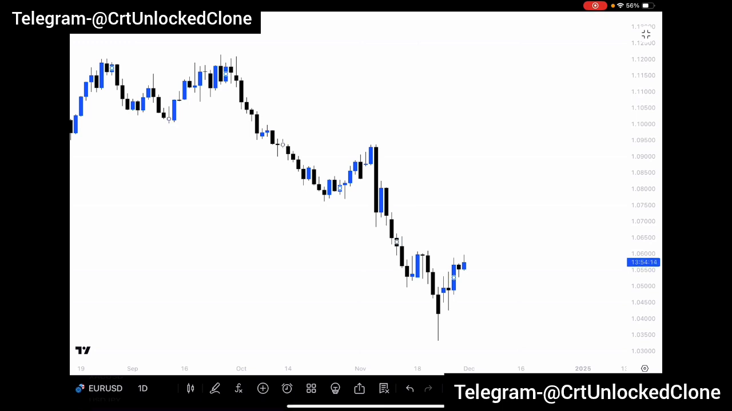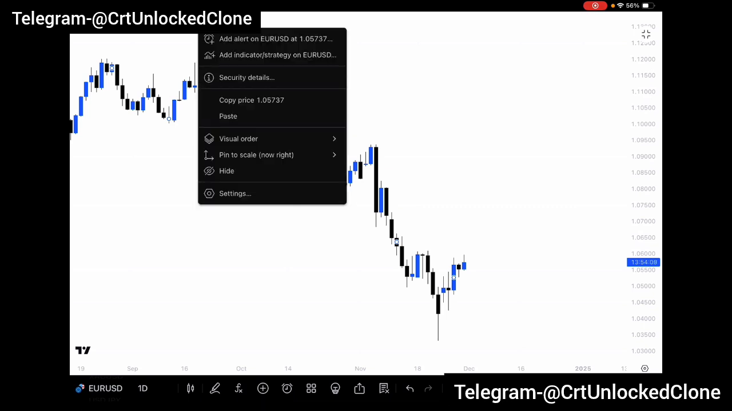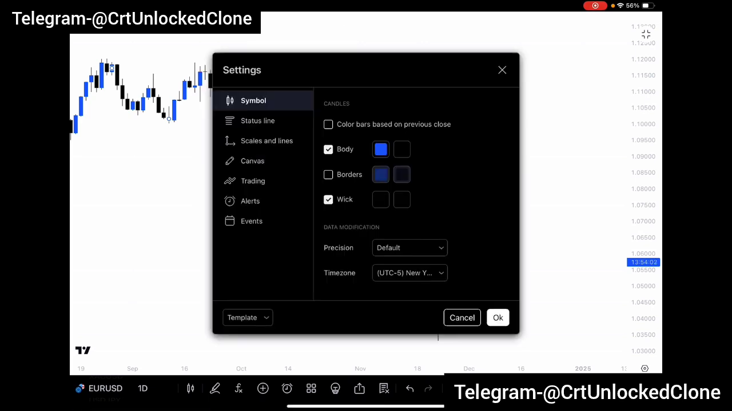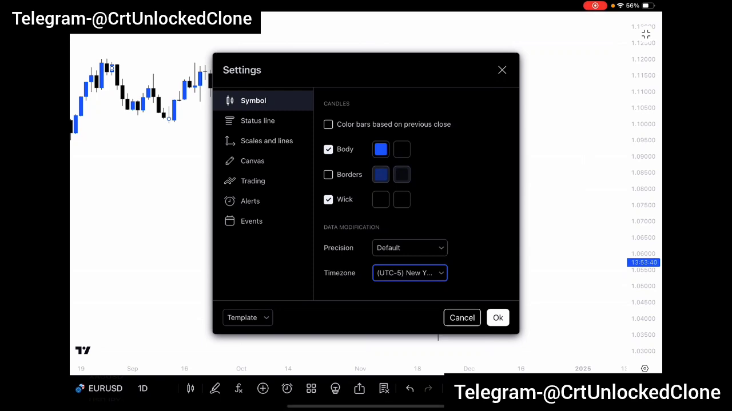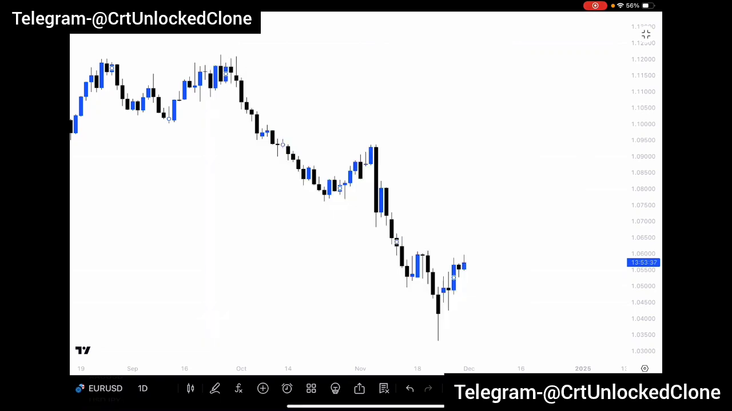Tap it and you can see 3 dots there, right? Tap it. Now here at the end you can see the option settings, right? Tap it. Now automatically the symbol page is displayed here. In there you can clearly see the option time zone, right? Tap it and you can see the UTC-5 New York option. Tap that, and now press OK, so we have successfully changed the time zone to UTC-5 New York.